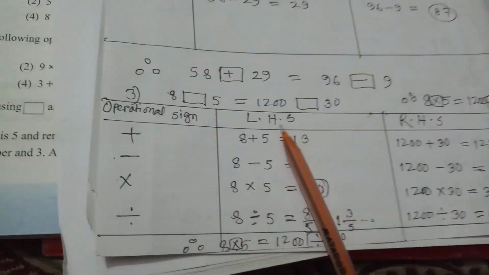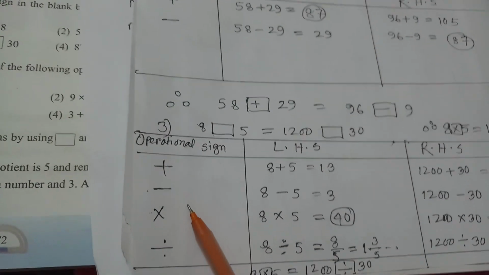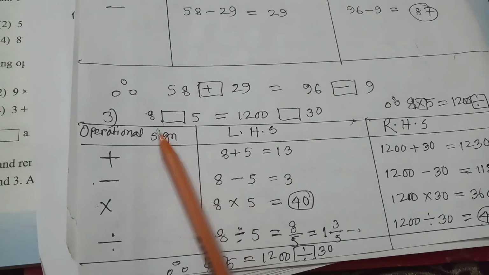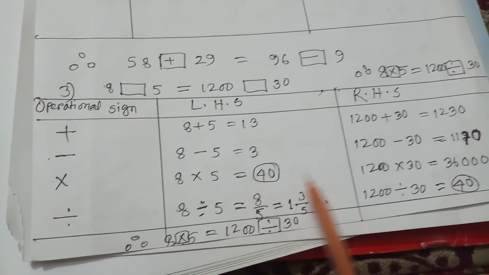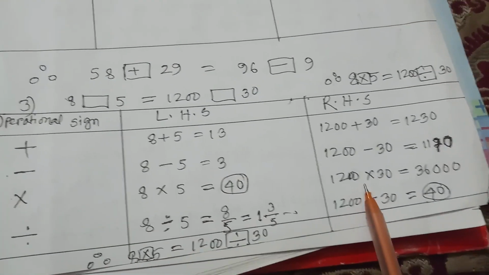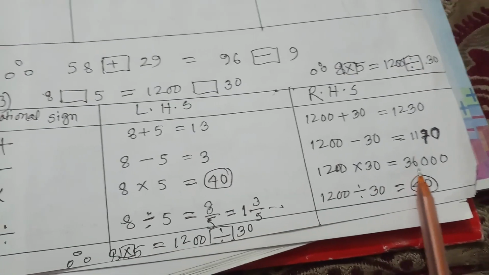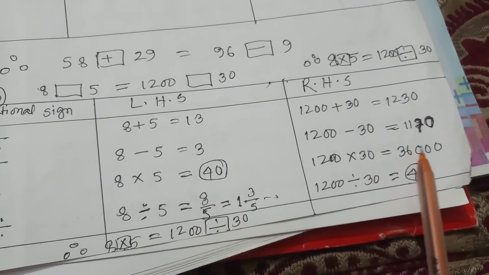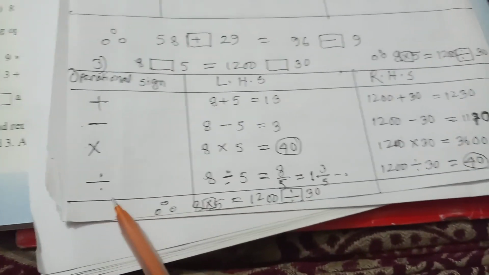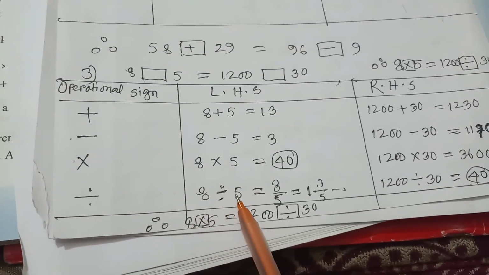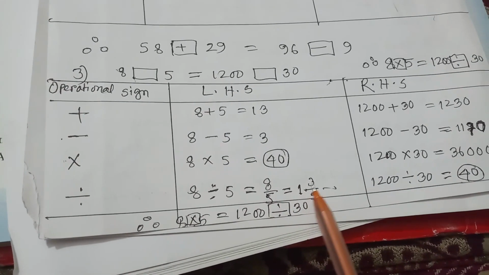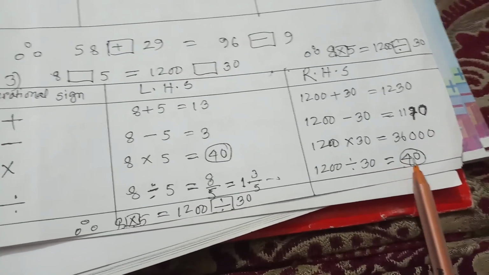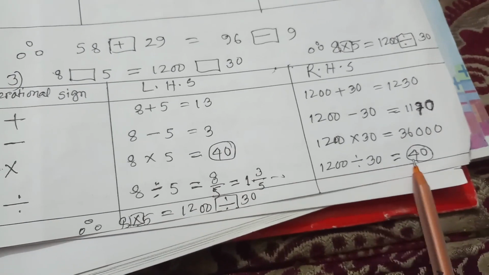So we verify multiplication. Left hand side 8 multiplied by 5 equal to 40, and right hand side 1200 multiplied by 30 equal to 36,000. There is no similarity between 40 and 36,000. So another symbol, division. Left hand side 8 divided by 5 equal to 1 and 3 by 5, and right hand side 1200 divided by 30 equal to 40.